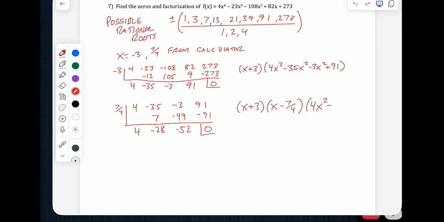I'm writing this wrong. Minus 28x minus 52.